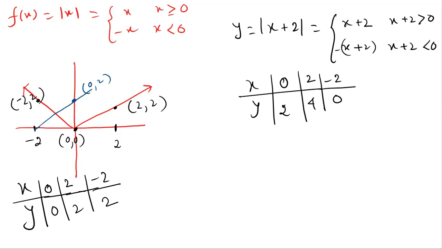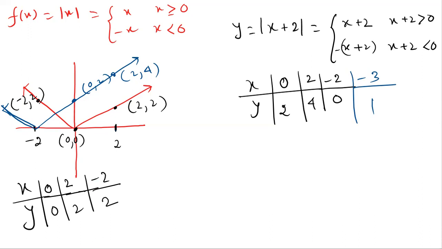The graph will move like this. 2, 4. And from minus 2, this will become 0. You take minus 3, so this will become 1. So the graph will be like this. Right? This is mod of x plus 2.